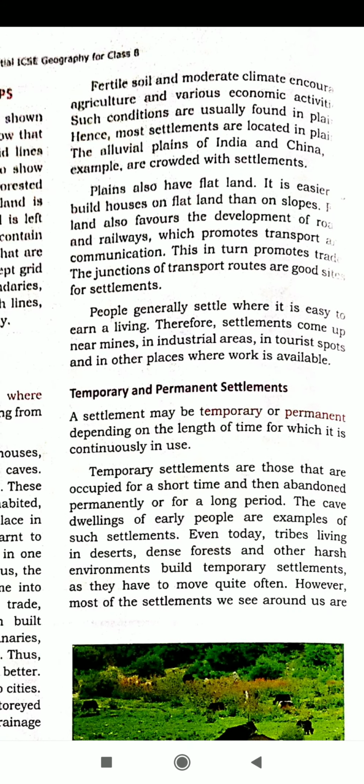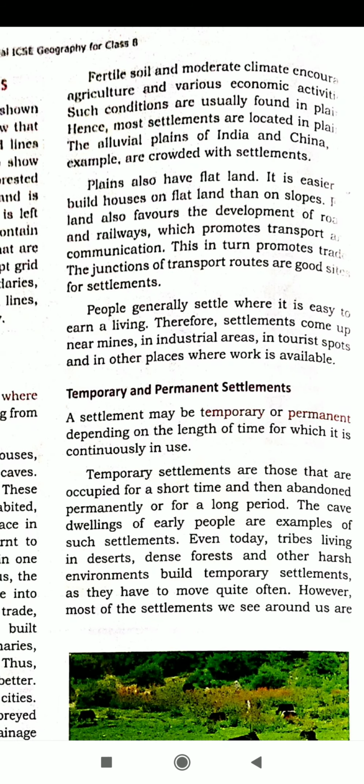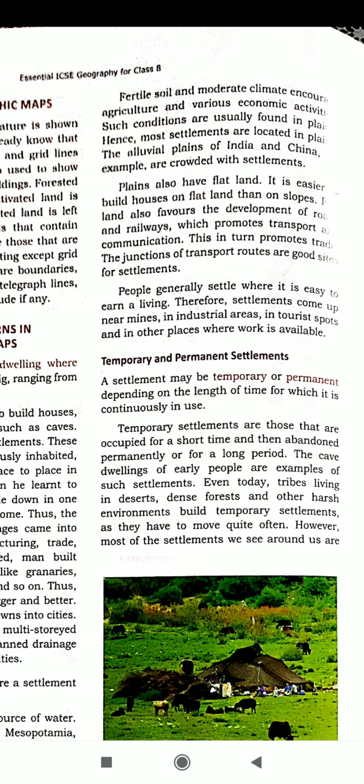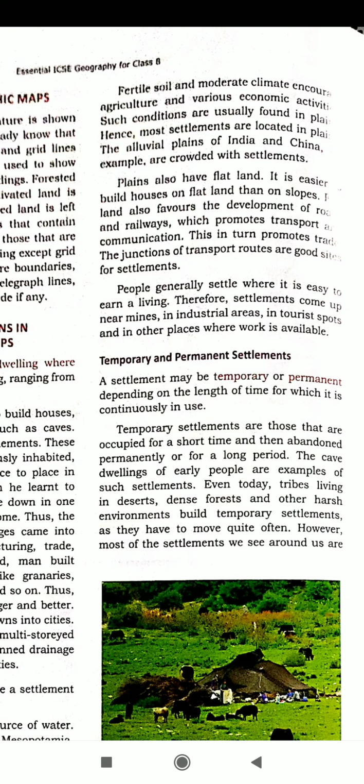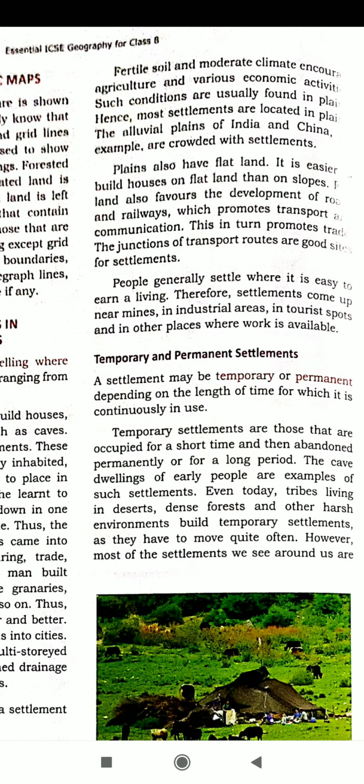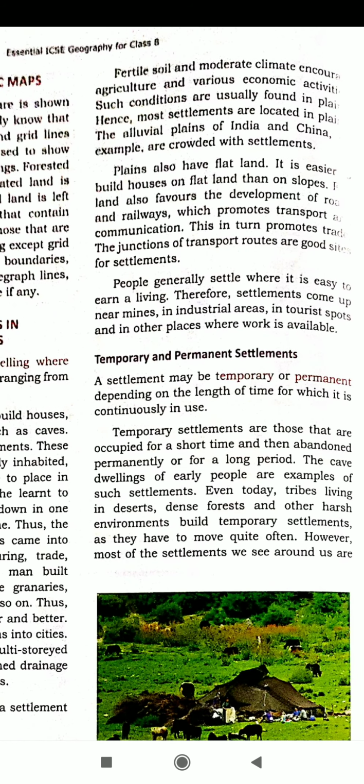Plains also have flat land. It is easier to build houses on flatland than on slopes. Flatland also favors the development of roads and railways, which promote transport and communication. This in turn promotes trade. The junctions of transport routes are good sites for settlement, and these are found in plains. Very easily we can build roads and railways on plains, whereas on high terrain it is very difficult to build.